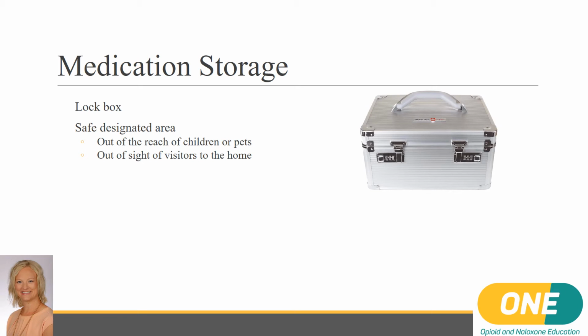The best scenario would be to use a medication lockbox, although this is not always an option. If it's a patient using a chronic opioid, I would suggest a lockbox all of the time. If it's for short-term use, a lockbox is probably not necessary. We would just want to instruct our patients to store in a safe, designated area. So this needs to be out of the reach of children or pets and out of sight of visitors to the home. The opioid medication should be stored in a designated area. So not on the side table next to a rocking chair, not on the kitchen counter. This needs to be somewhere out of sight, as well as in an area that is safe for medication storage.